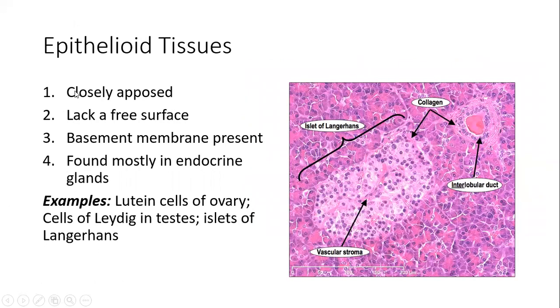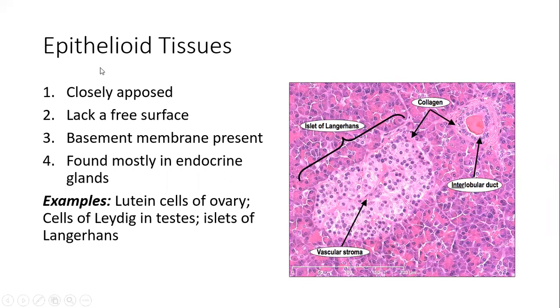In your textbooks of histology, a term is mentioned, epithelioid tissue. As the name suggests, epithelioid means epithelium-like. So basically, these types of tissues possess some of the properties, not all, but some of the properties of epithelial cells, which we enumerated in the last slide.